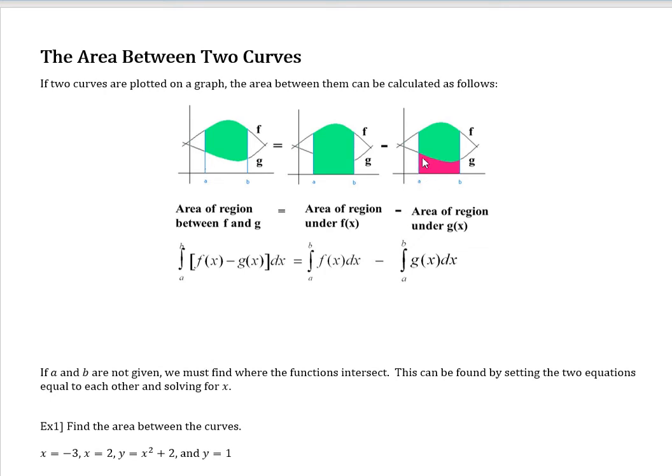So the area under F is in this second portion. So it goes from the curve all the way to the x-axis. And then in the pink here is the area under G. So if we take the green area and take away the pink area, that would leave us with this initial green area from the first picture. So that's all we have to do to find these.